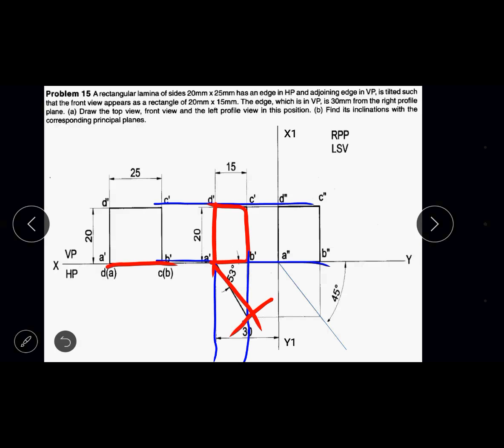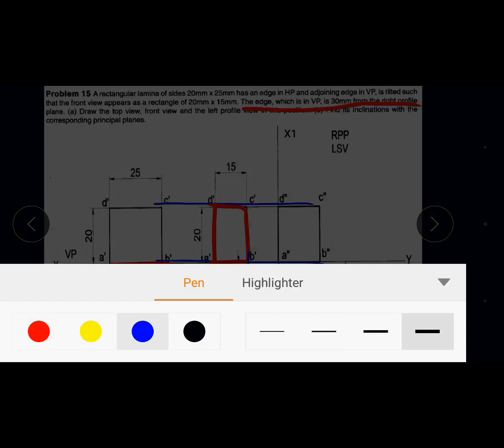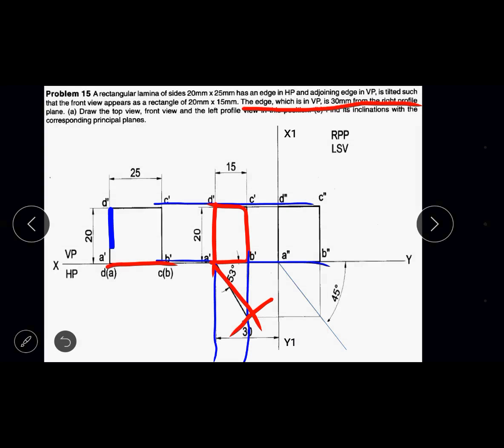Then another thing is given: the edge which is in VP is 30 mm from the right profile plane. Now which is the edge which is placed on VP? Obviously this is the edge, A dash and D dash is the edge. A dash and D dash is the resting edge of the lamina. By holding this edge A dash and D dash, the lamina is tilted to 53 degrees to VP.